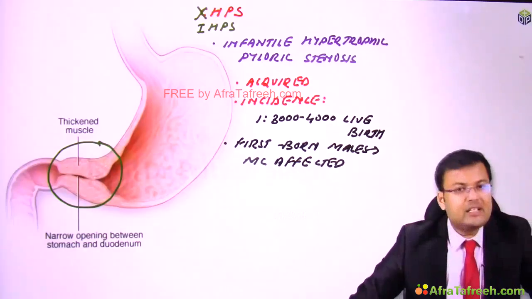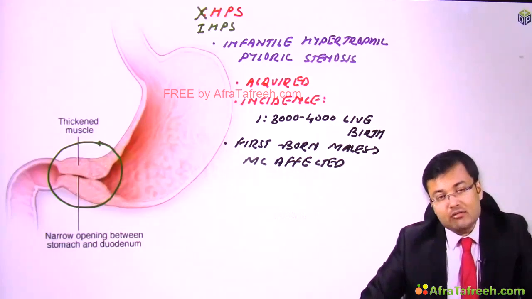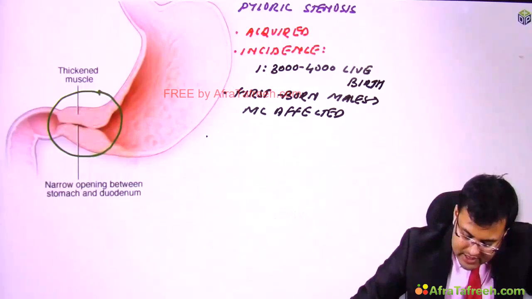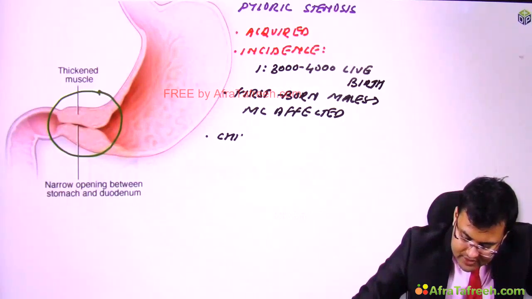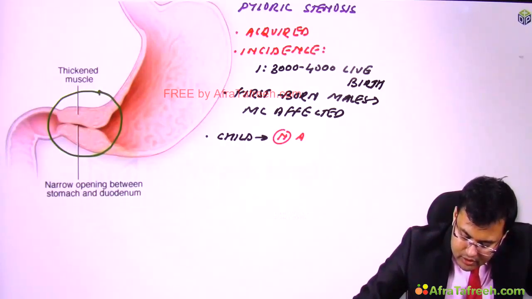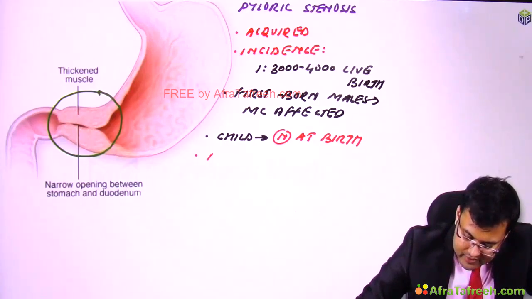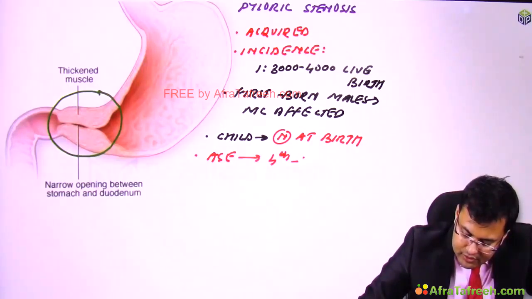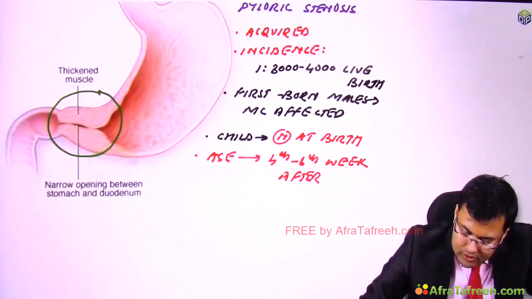Now see here, the child is normal at birth since it's acquired. So the child is normal at birth. So the question is asked, what's the age of presentation? In this case, the age of presentation is the 4th to 6th week after birth.